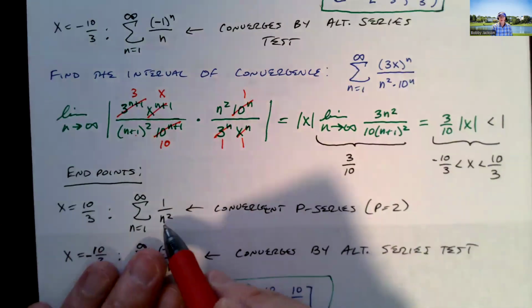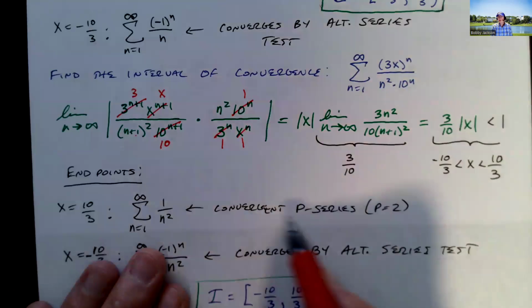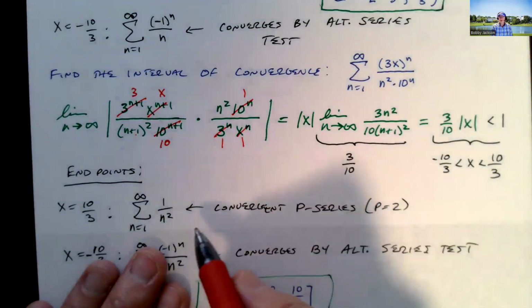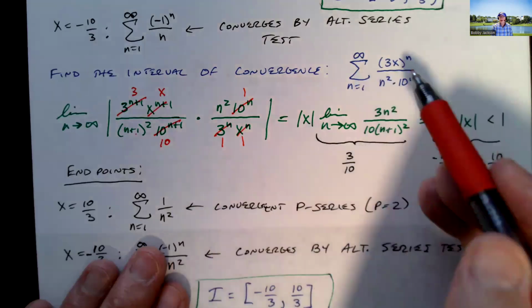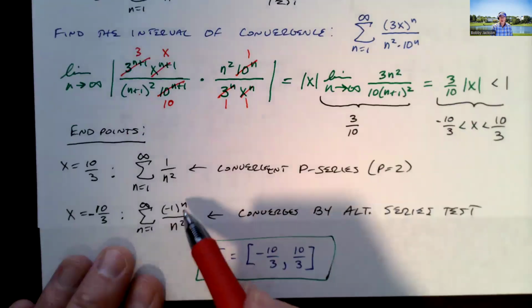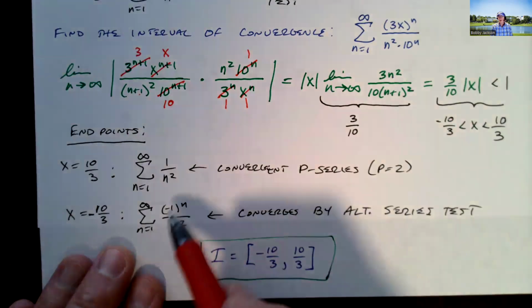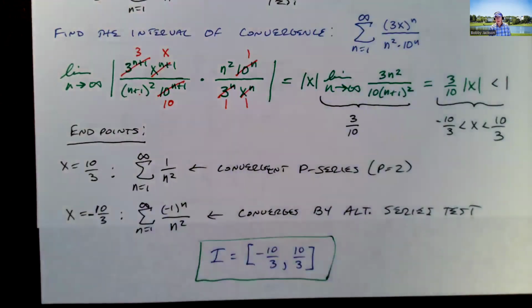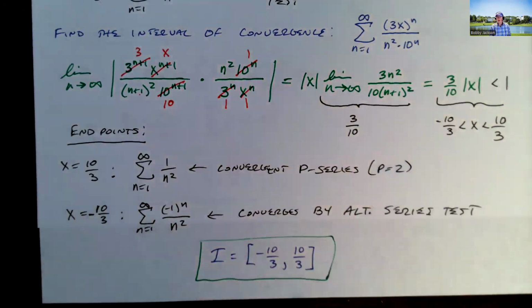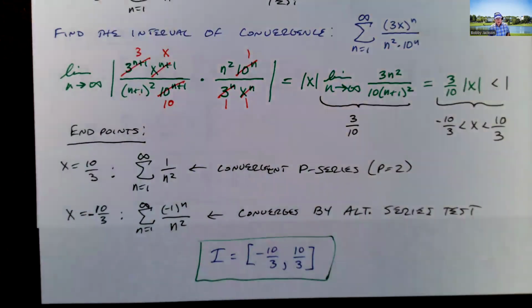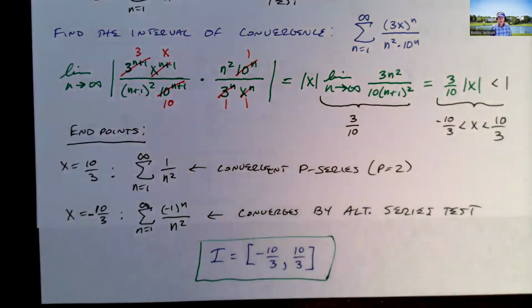Well, this series, 1 over n squared, that's a convergent p series, right? p is equal to 2. If p is greater than 1, then it's convergent. And when I plug in -10/3, I'll get -1 to the n over n squared. Well, that converges by the alternating series test. And so now we have convergence at both endpoints. So you can see by slight changes, we can change whether we have convergence at one of the endpoints in each of these 3 different power series. Okay, I hope this is helpful in explaining what's going on here.